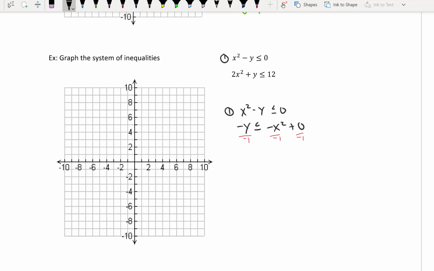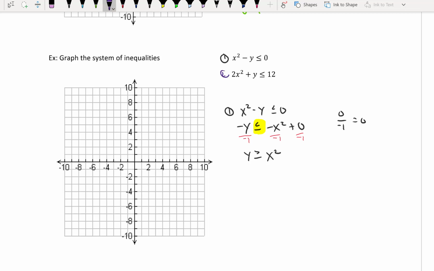And remember, whenever you divide by a negative, the inequality changes. So now you have y, and since you divided by a negative, that's going to change. Now it's going to be greater than or equal to, and a negative divided by negative is a positive, so now you have x squared. And 0 divided by negative 1 is just 0, so it's just going to be x squared.